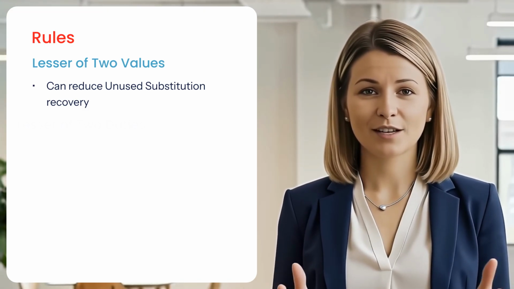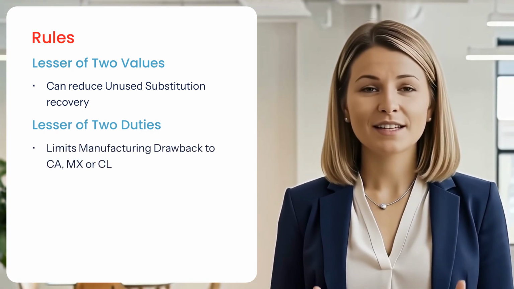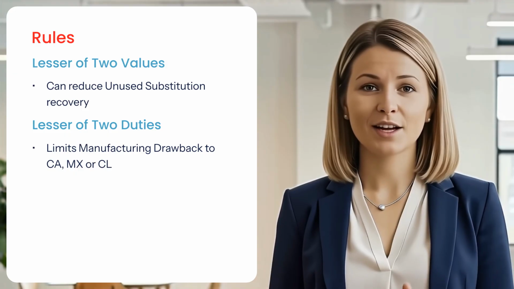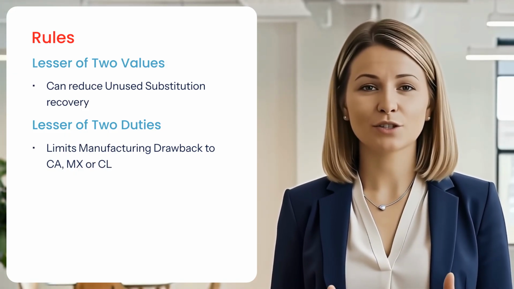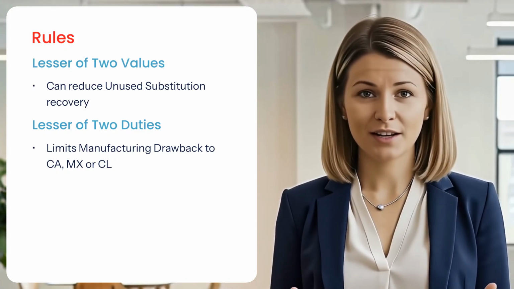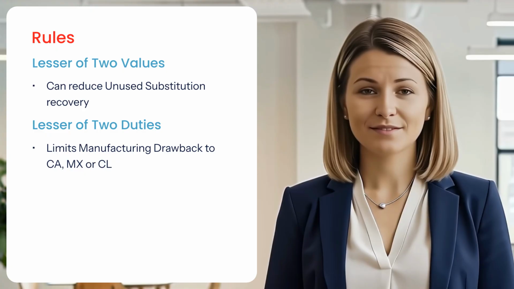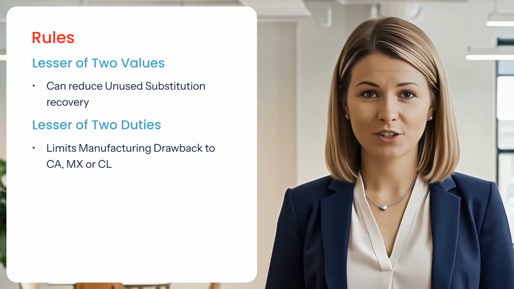The second rule is called lesser of two duties, which applies to manufacturing drawback. This affects finished goods exported to Canada, Mexico, or Chile. If the finished good exported enters the country duty-free, then the lesser of two duties between the duty-paid import and the finished good is 0. This rule largely limits manufacturing drawback eligibility when exporting to those countries.